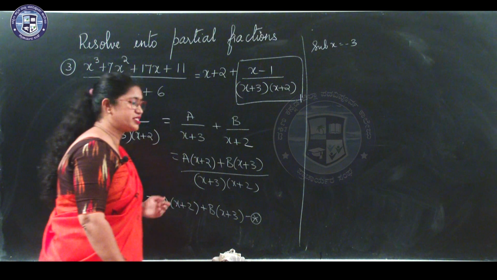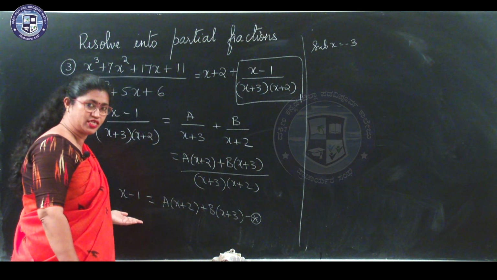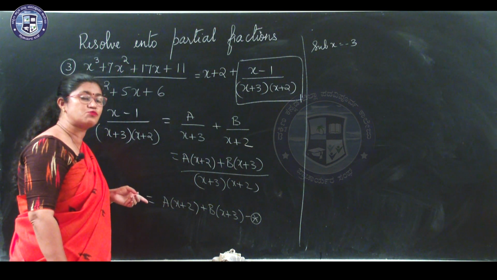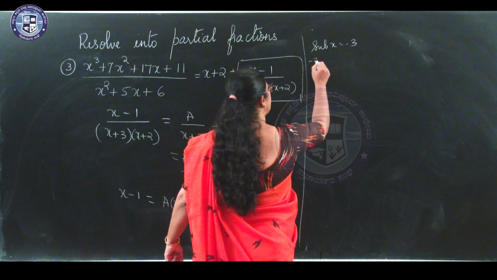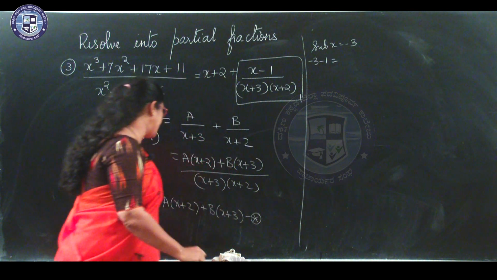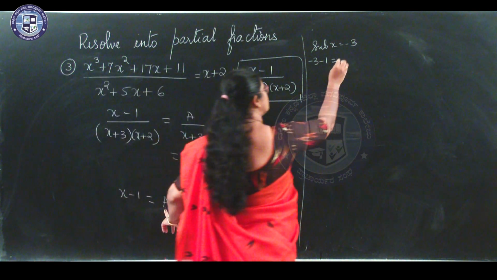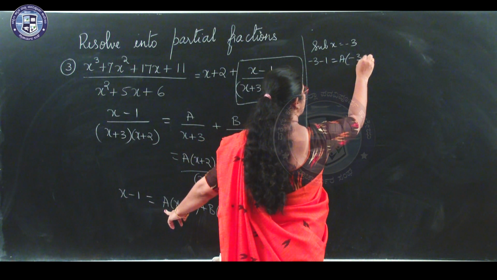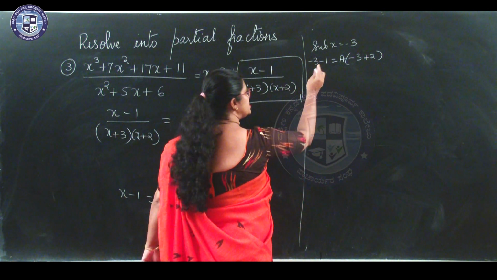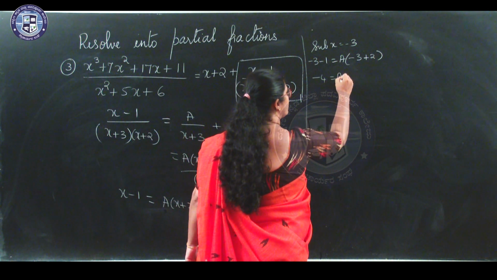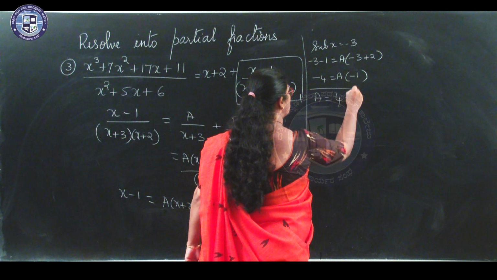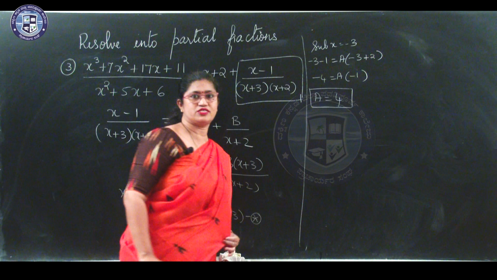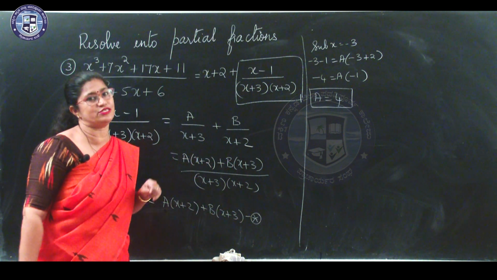When I substitute x equal to minus 3 in this equation, replace every x by minus 3. Left hand side becomes minus 3 minus 1, and right hand side is a into minus 3 plus 2. Minus 3 minus 1 is minus 4, a into minus 1, you get a is equal to 4. So yes, we get one answer. Now I need to get b.